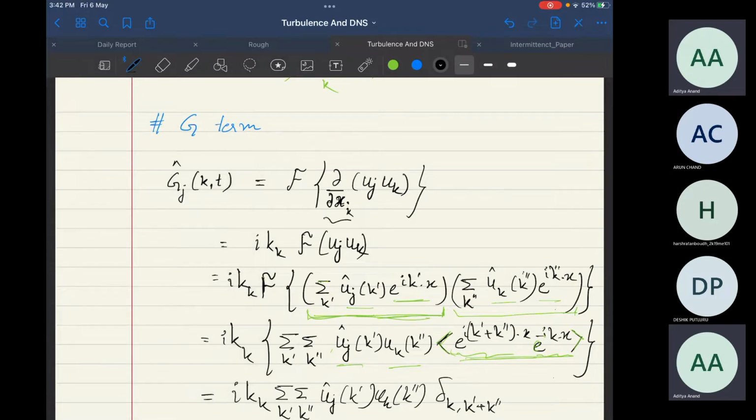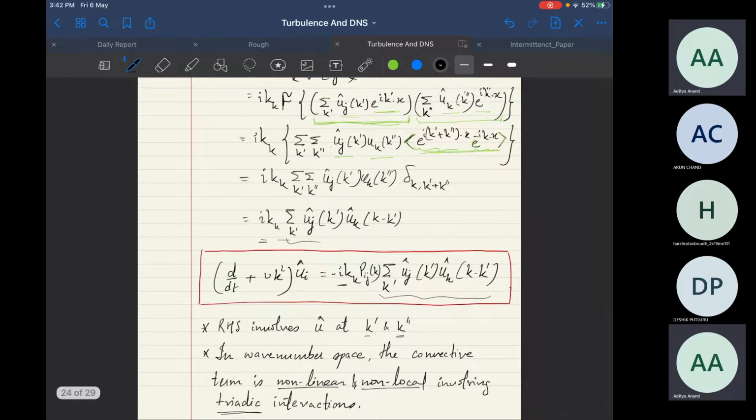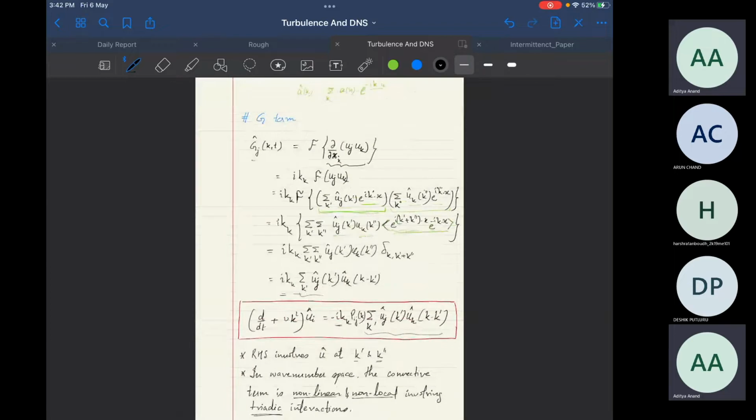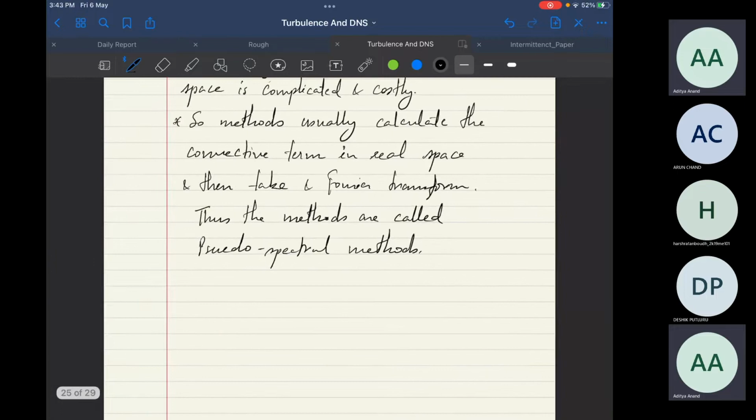This term is calculated in the physical domain, and then we take a Fourier transform to get g_j. That's how spectral methods work, because it is complicated to compute the right hand side. Also, it is computationally very costly. So they calculate it in real space and then take a Fourier transform. Because of this one calculation, these spectral methods are called pseudo spectral methods, because not all of it is happening in the spectral domain.